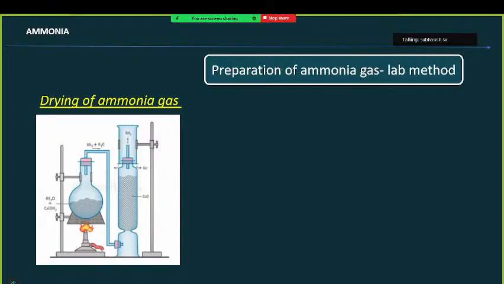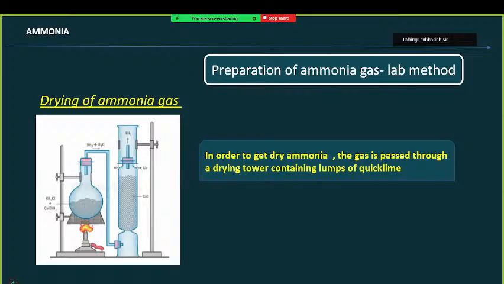Here you see the drying of ammonia gas. Ammonia gas can be dried by passing through calcium oxide, because calcium oxide is basic and ammonia is also basic. So there is no reaction between ammonia and calcium oxide. That's why calcium oxide is used. So quicklime is used as the drying agent for ammonia gas.